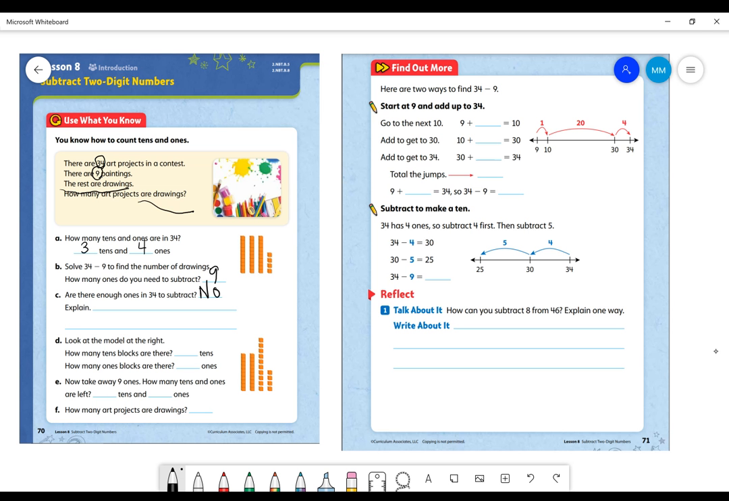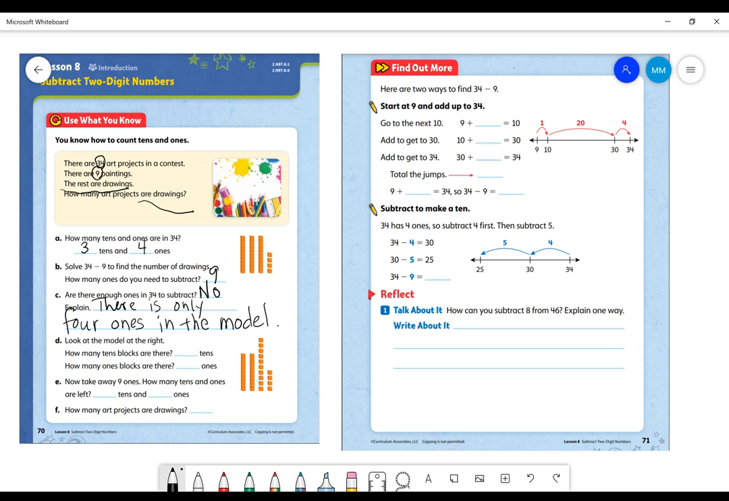So for me to explain this, I would say there is only 4 ones in the model. And there's only 4 ones in 34. It says, look at the model at the right. So right here. How many 10 blocks are there? So our 10 blocks are those 10 rods. So that's when we have our 10 ones squished together to make a group of 10.